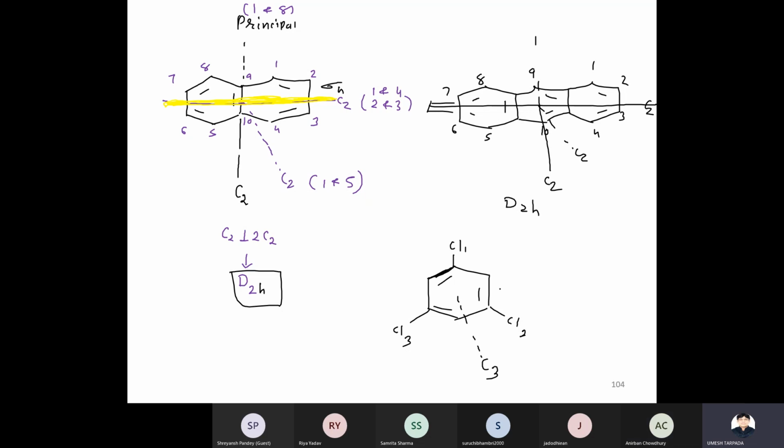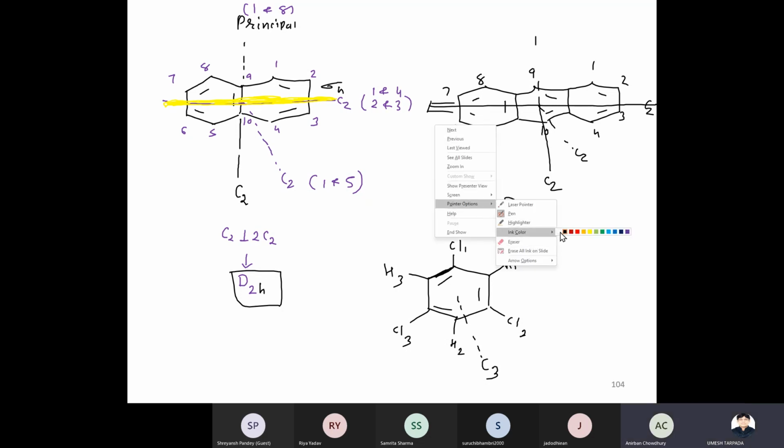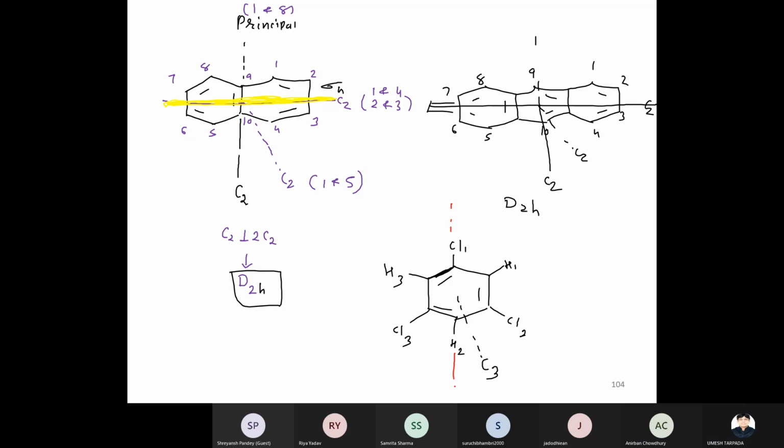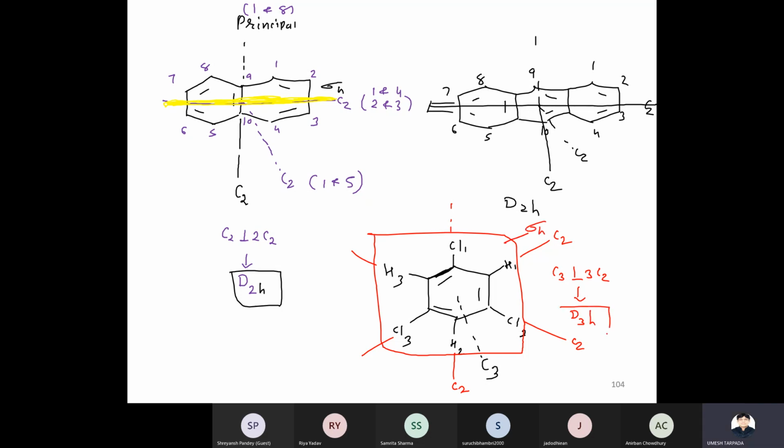Cl cannot take the place of C, otherwise Cl goes to the position of hydrogen. So that is a different geometry, and therefore here C3 is the principal axis, and there are other 3C2. See, this is one C2. The principal axis is perpendicular to the plane, and these are the 3C2 which are in the plane. So C3 is perpendicular to 3C2, and therefore the symbol used is D3, and you can also have a sigma h, that is the plane of your molecule. So the point group becomes D3h.